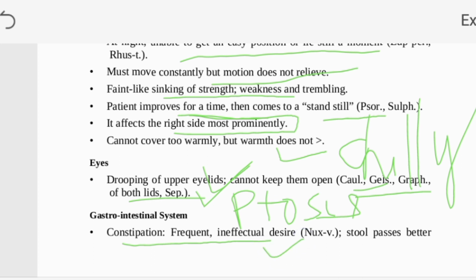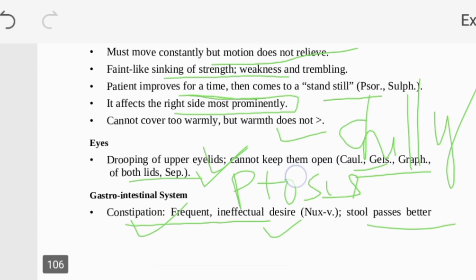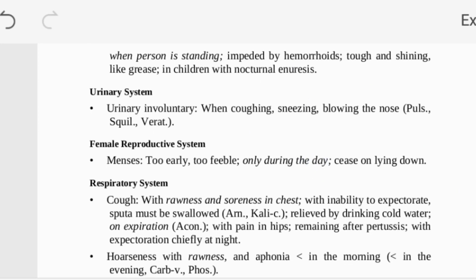it causes constipation. Stools pass better while standing. Standing is the ameliorating position. Due to constipation, hemorrhoids start, and in hemorrhoids the stool looks shiny with a greasy appearance. And in children also we can give it for nocturnal enuresis.